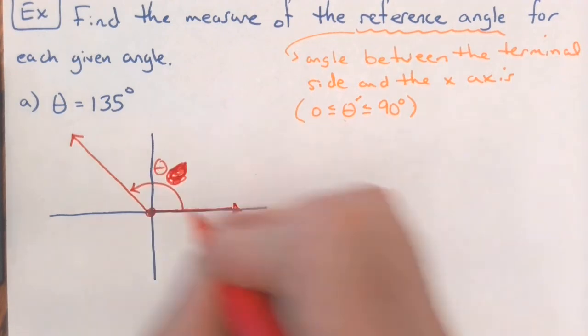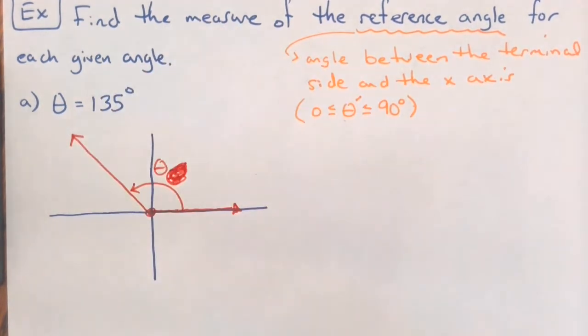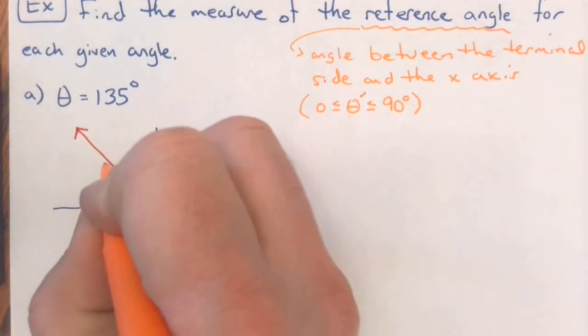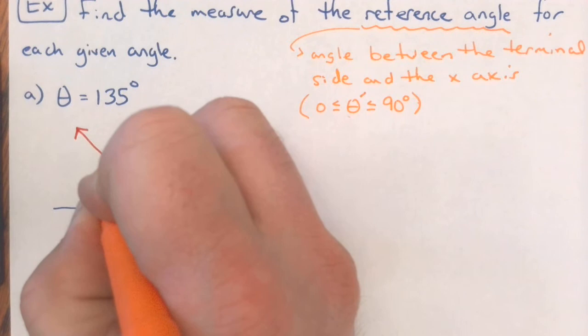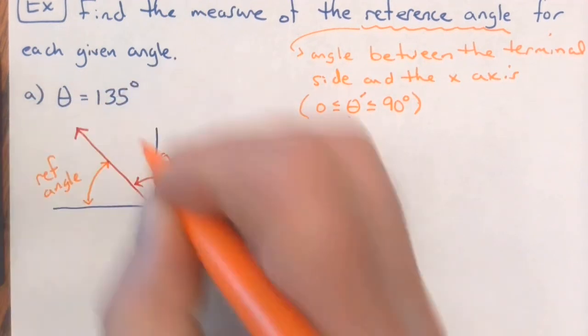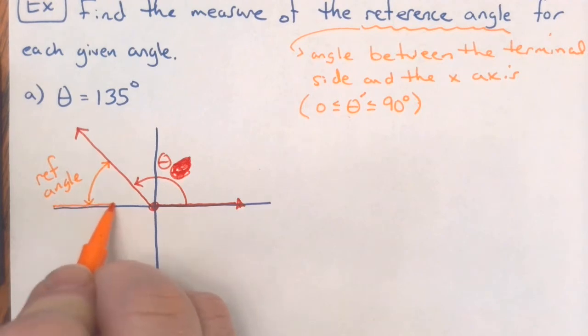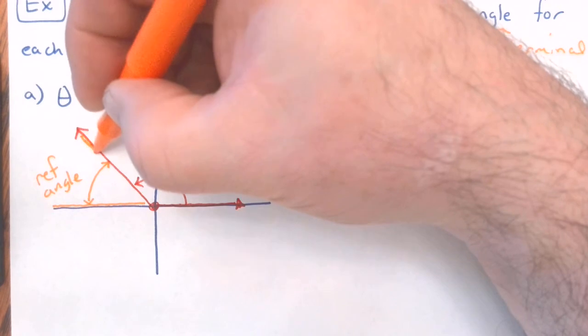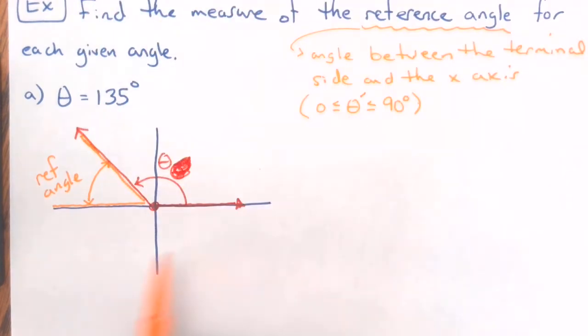That's our angle theta. That's the original. And then from there, what we need to do is determine what the reference angle is. The reference angle is between the terminal side and the x-axis. So this angle right here, this is our reference angle. I need to know how big this angle is right here. How big is that angle?